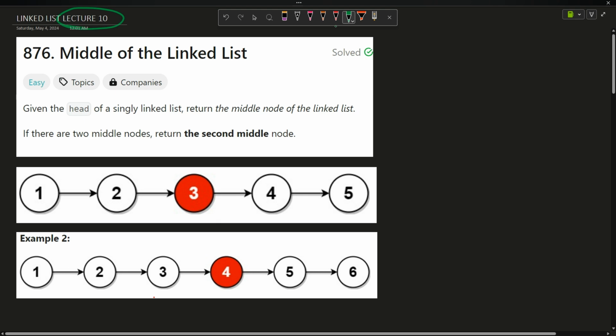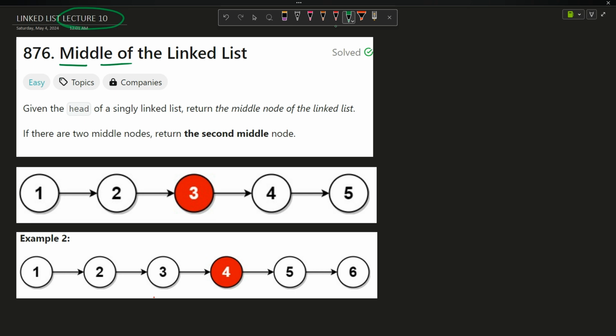Now, the question says find the middle element of the linked list. As you can see, the question is itself clear. You have been provided with the linked list. Suppose 1, 2, 3, 4, 5 is the linked list. We have to return the middle element. In the case of even, we all know that there are two mids. 3 is one of the mids, 4 is one of the mids. So if there are two middle nodes, we will have to return the second middle node. So I will choose 4, right? As you can see, the red one is highlighted, which is my answer.